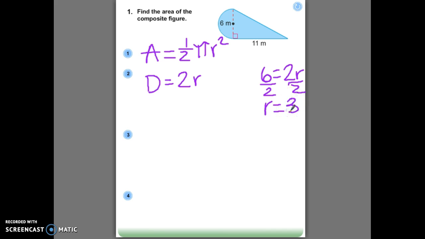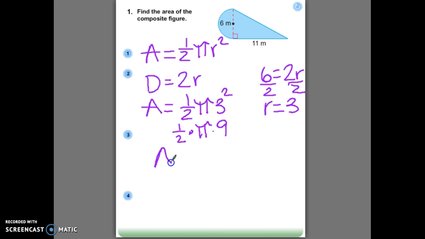When subbing that back into our formula, we have A equals 1/2 of pi 3 squared. We're going to use our order of operations to solve this in our calculators. We know that 3 squared is equal to 9 times pi times 1/2. When we type this into our calculator, we find that the area is 14.1. And that is our semicircle.